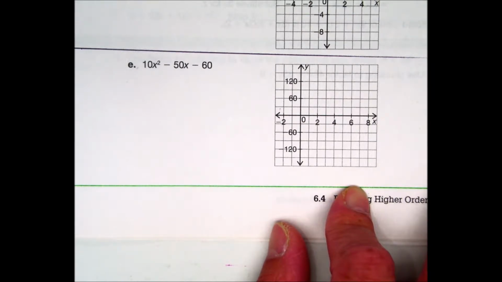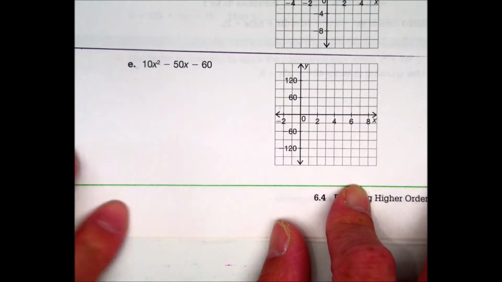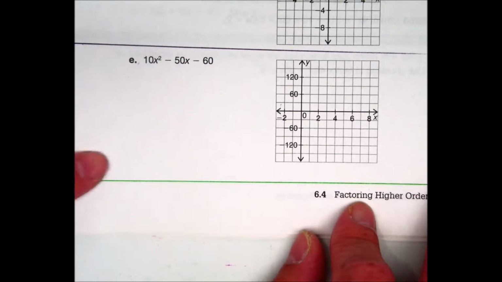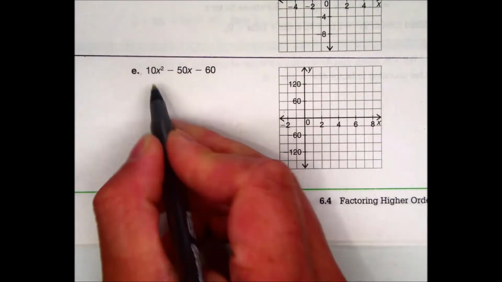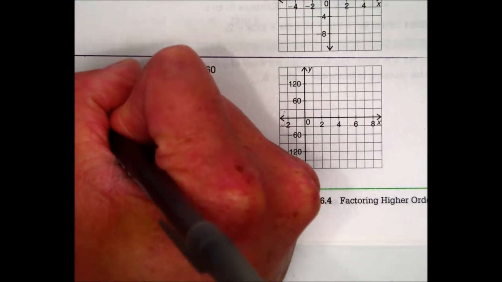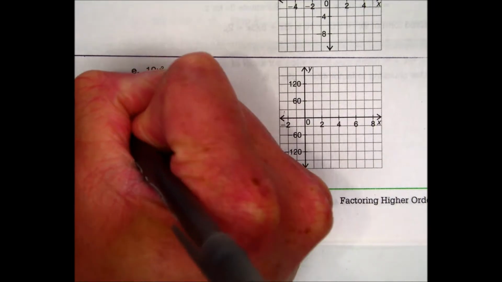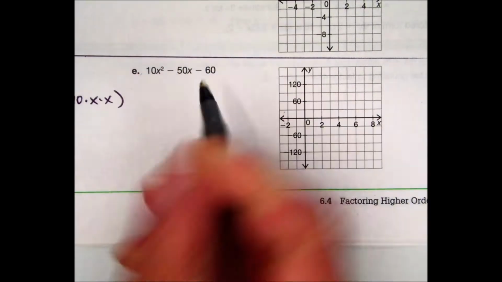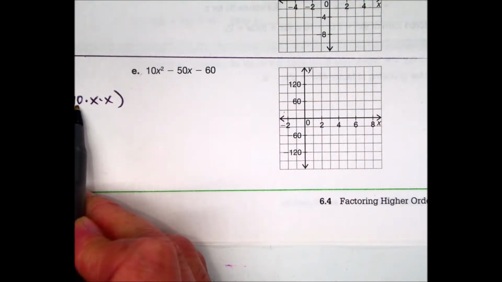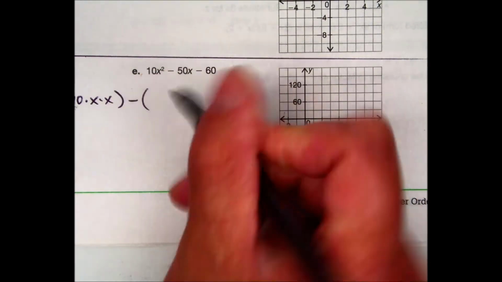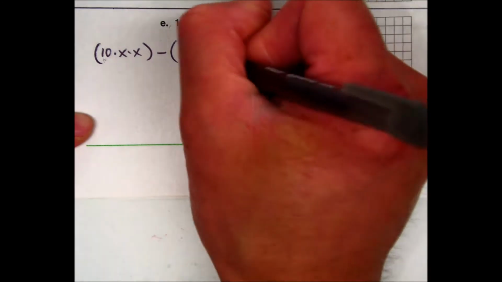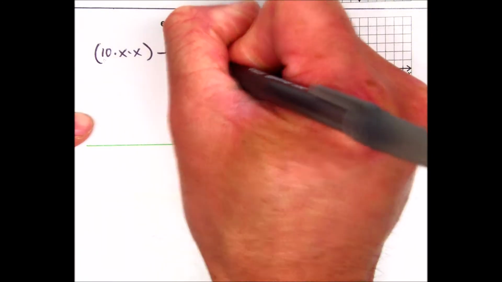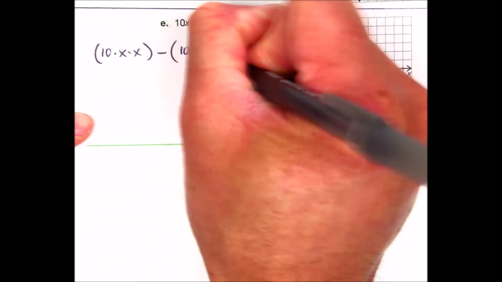Show me with your thumbs. Okay, in this problem there is a greatest common factor. Remember, if you don't know how to do that, just take each of these and break them apart. 10 times x times x. Okay, look at that number here. This is your hint. Class, how am I going to break up 50x? 10 times 5 times x.